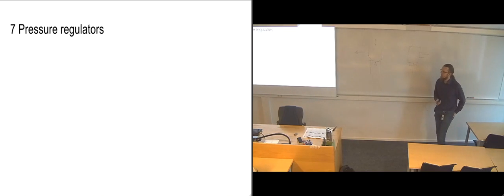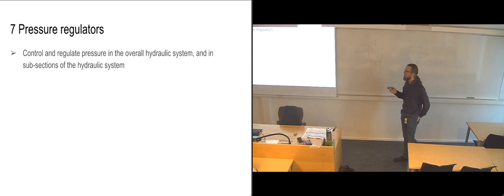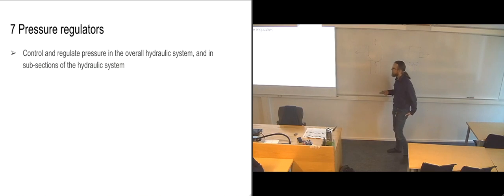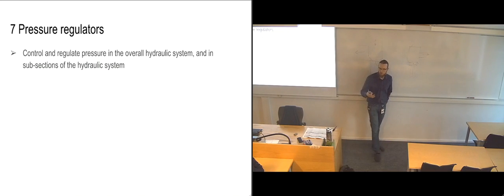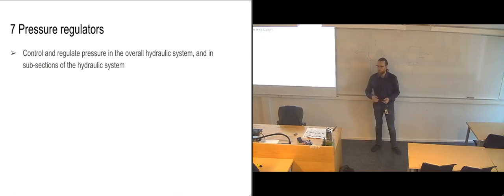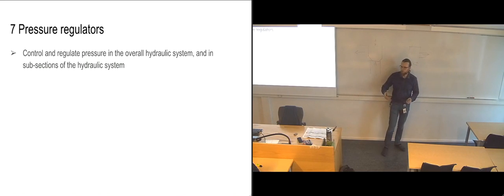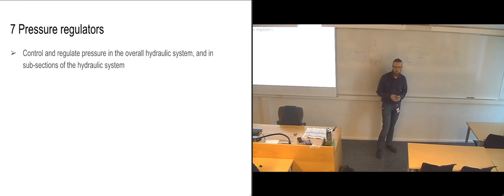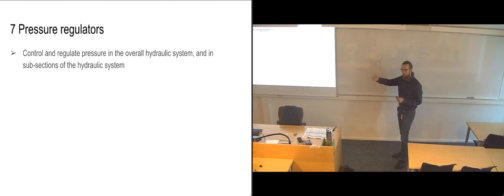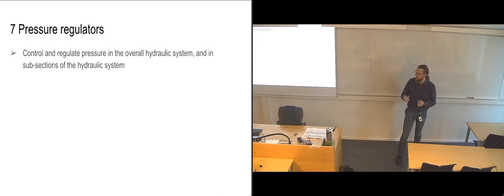So then we're going to start looking at pressure regulators. They control and regulate the pressure in the overall hydraulic system, but also in subsections of the hydraulic systems. So you would most likely use a pressure regulator in close vicinity to your pump, in order to make sure that the pump would not exceed its maximum operating pressure. For example, if you're running it on a diesel engine and the engine for some reason suddenly revs up a bit so that it's running the pump even faster, then the pump can quickly go past its operating pressure. And if it gets too far past, it's going to pass its maximum operating pressure, and then you would be at risk of damaging your pump.